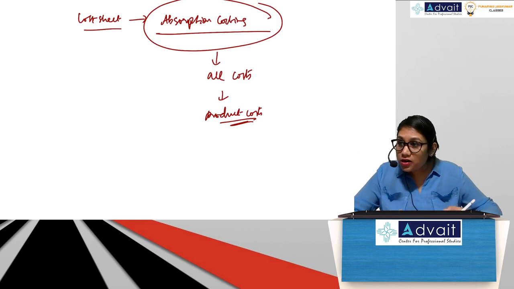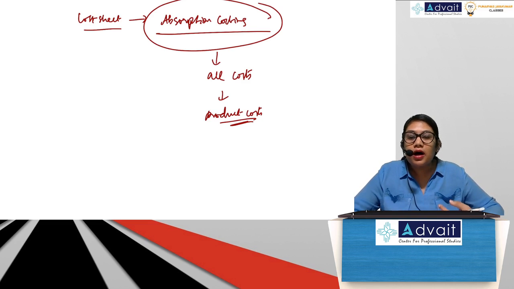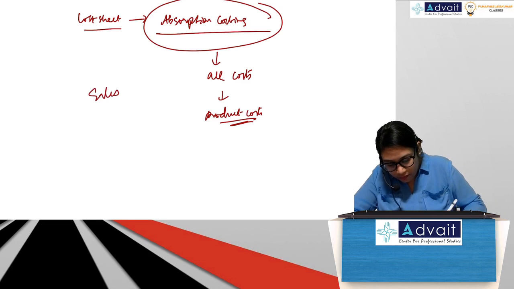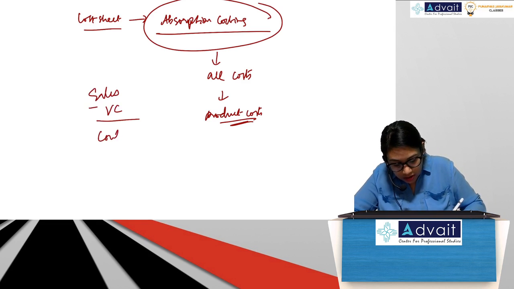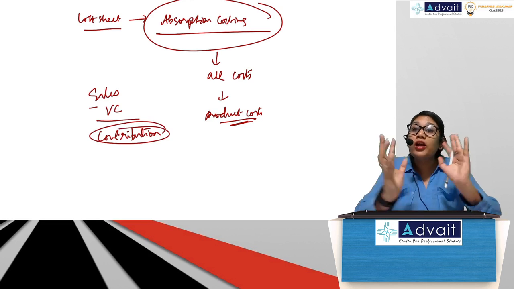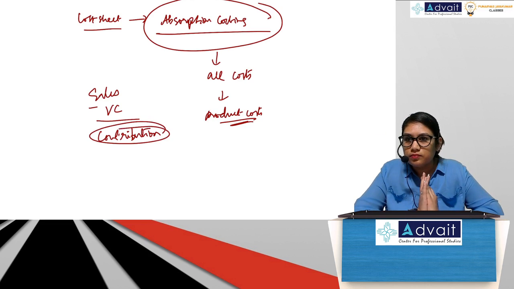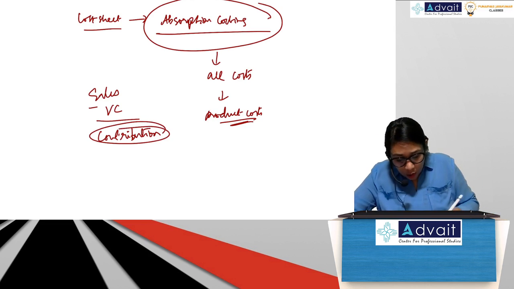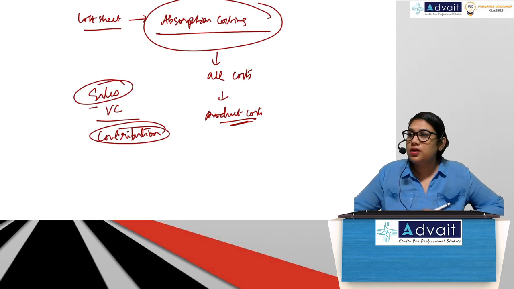But in marginal costing, we do not take fixed cost to the cost sheet. So the cost sheet will only have sales minus variable cost, which gives us this contribution. This contribution tells us about our product's profitability. That's it. So the question arises, why do we take sales?